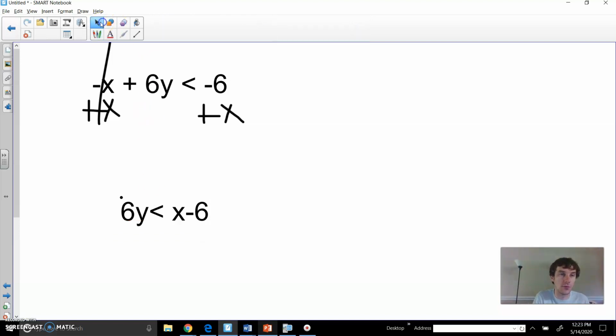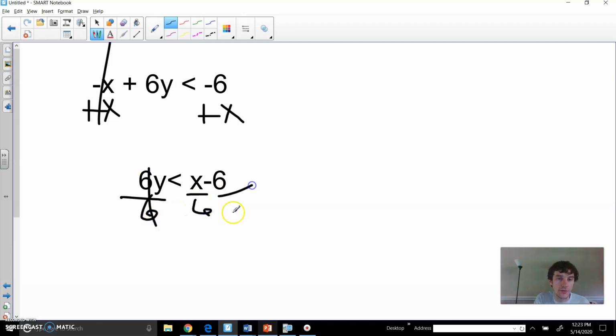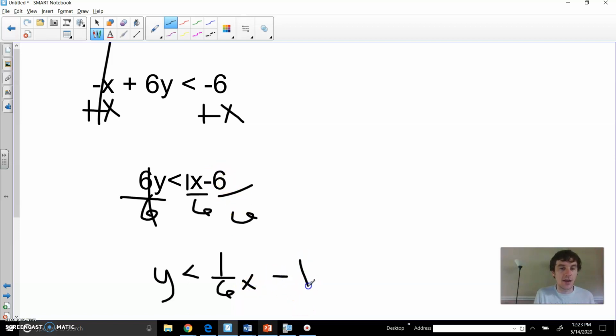Again, because I want to not combine these, I'm just putting x from the left side of the inequality to the right side. And now I want to divide everything by 6 because I'm really wanting to get y by itself completely. And so because I'm dividing by a positive 6 here, that less than does not change. But this is now 1/6 x as my slope value. And then -6 divided by positive 6 is -1.